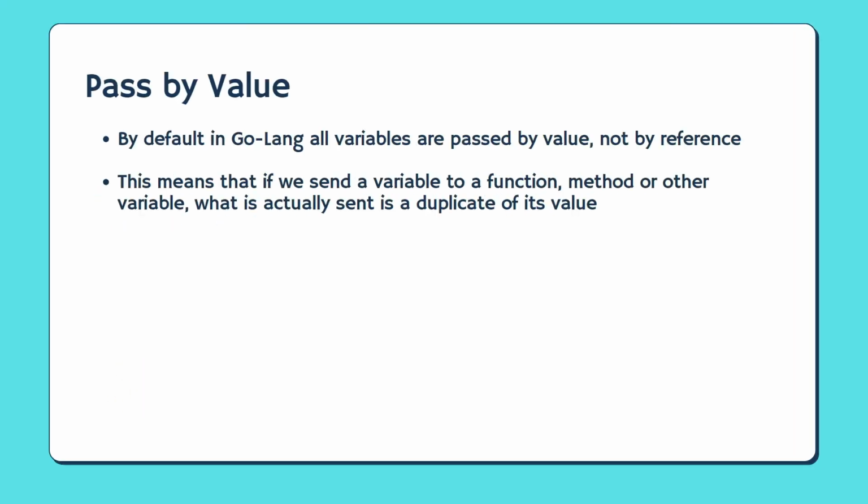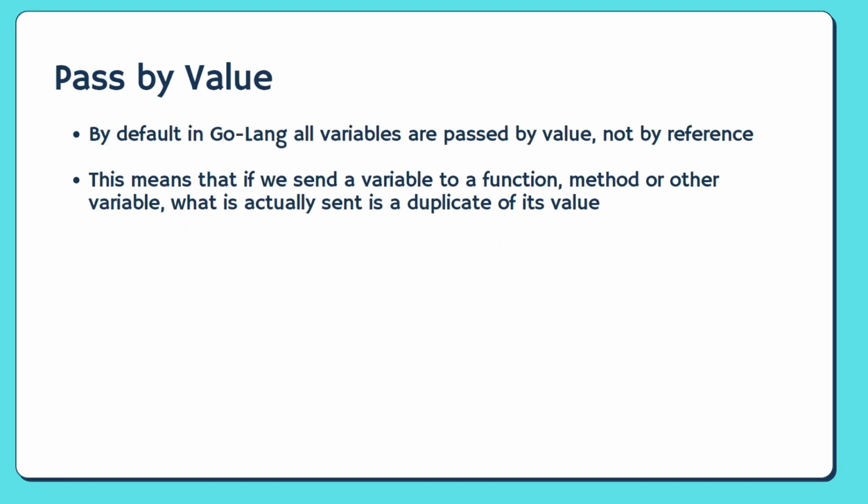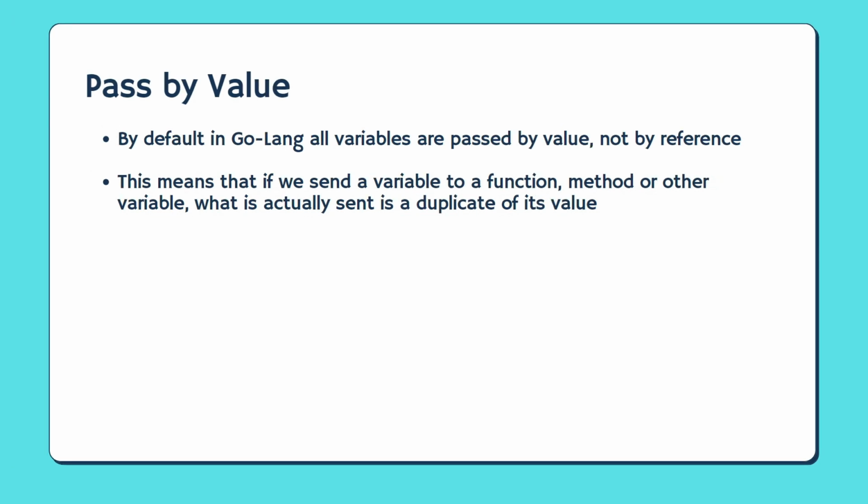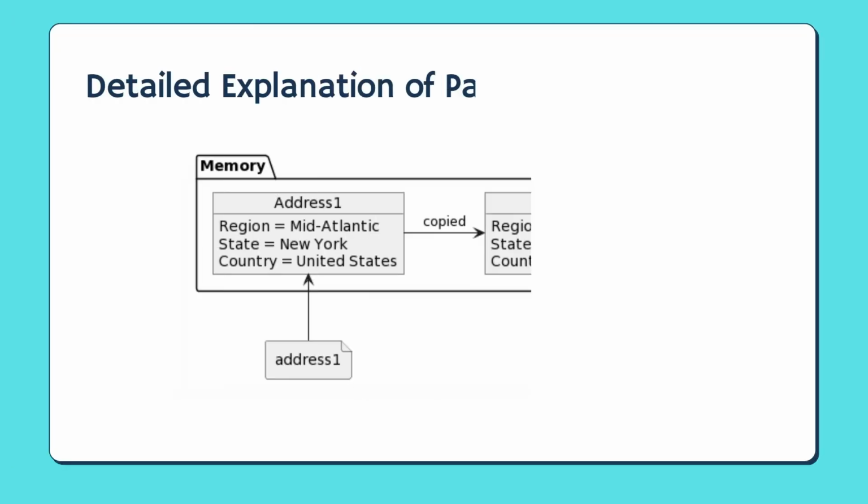Pointer. Pass by value. By default in Golang, all variables are passed by value, not by reference. This means that if we send a variable to a function, method, or other variable, what is actually sent is a duplicate of its value.